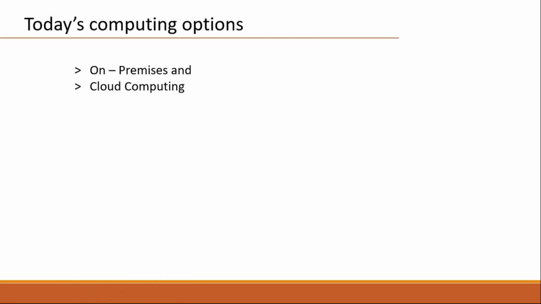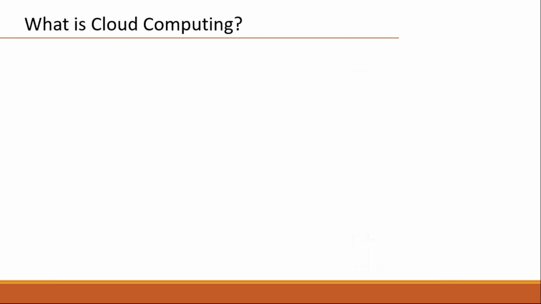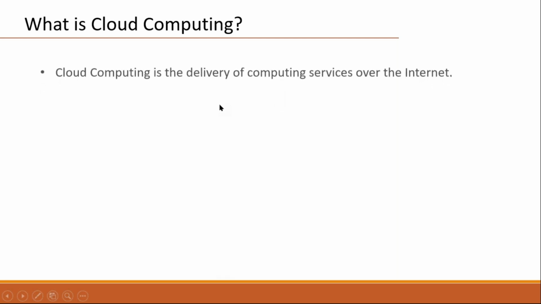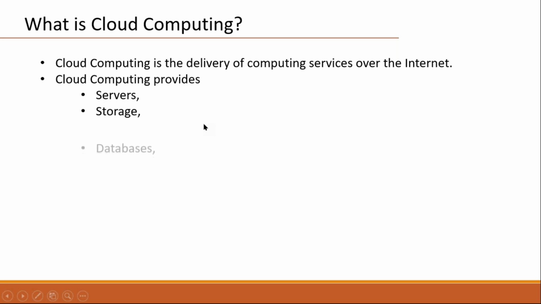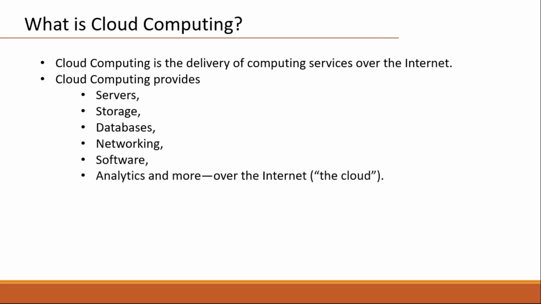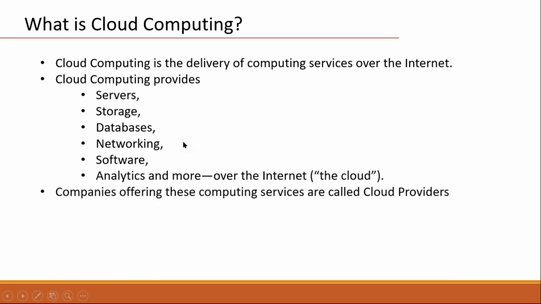Okay, so we have seen two types of computing platforms: on premises and cloud computing. So many definitions are there for cloud computing. First we'll see the normal definition, then I will show you the official definition. Cloud computing is the delivery of computing services over the internet. Cloud computing provides servers, storage, everything we need to deploy our applications and databases, to maintain our data, and to provide security. All the components are there in the cloud data centers in the form of services.